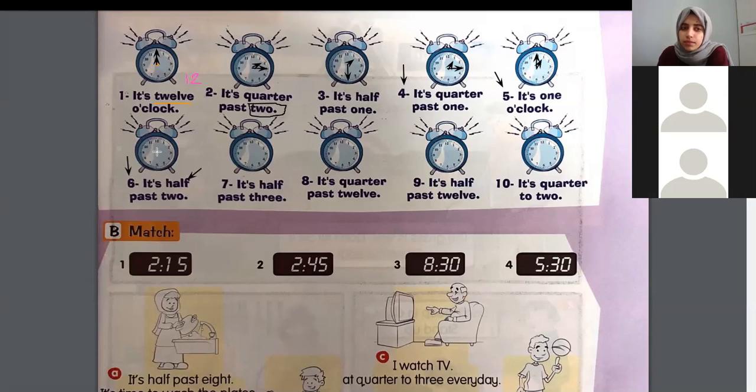What's the answer, Salam? 3 or 6? 3. Try again. 6. Yes, because 3 only works if you have quarter past. We don't have quarter past, we have half past. So when you see half past, you always put the long hand at 6. And because they said 2, it's going to be close to 2. The short hand is going to be after 2. Thank you for trying, Salam.